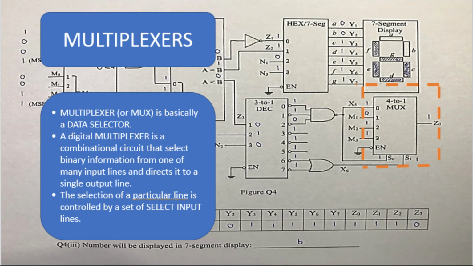So the output of Z0 is 1. That is because the selector is 1, 1, and it is equal to m3. The value of m3 is 1. That's why Z0 is 1.